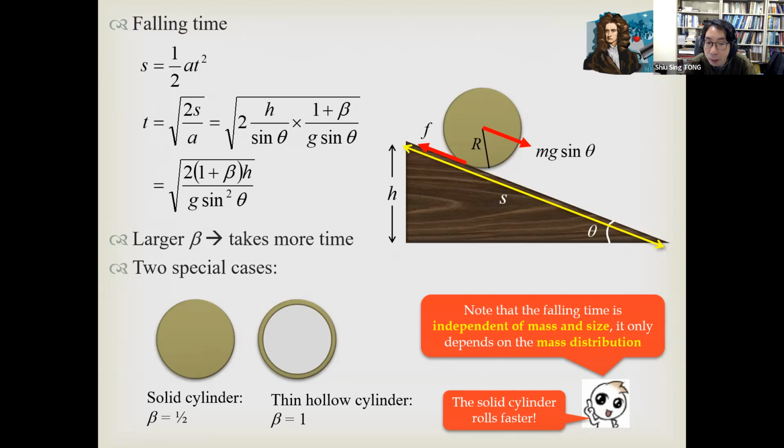Now, if we compare a solid with a hollow cylinder, you'll find a big difference in beta. For a solid cylinder, you know by doing integration that the moment of inertia is half mr squared, so beta is 1/2. But if you have a hollow cylinder, what is the value of beta? If you have a hollow cylinder, then all the mass is distributed on the rim.